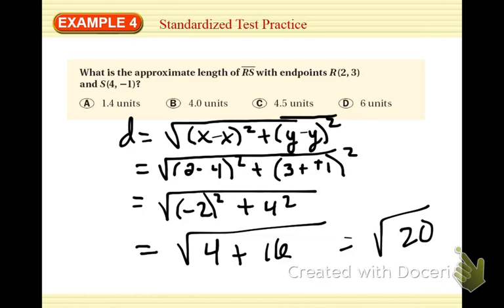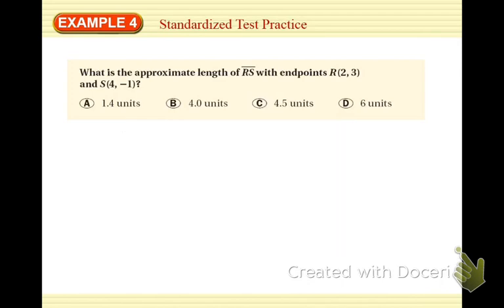Mathematicians like to leave it at square root of 20 because it's a more accurate answer. But so we square root that, and should be pretty close to C, right? Okay. Any issues with the distance formula? Does that make enough sense?